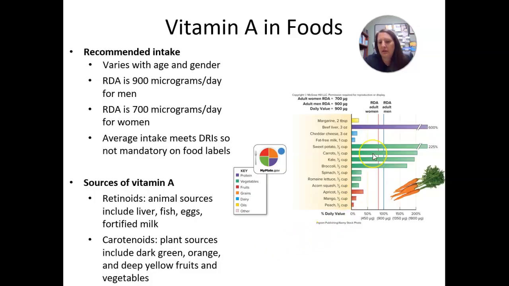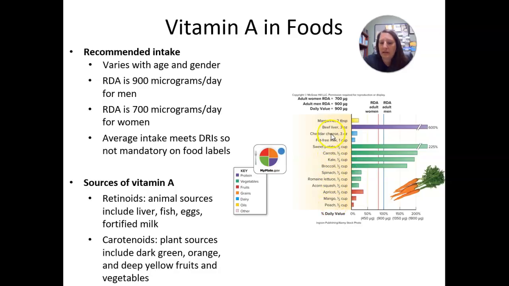In this chart, different food sources are on the y-axis, and the x-axis tells us the percent daily value for vitamin A specifically. For women, we want around here, and for men, a little bit more. So how can you meet that? A half a cup of sweet potato is well over the required amount of vitamin A. So you can see we can get enough vitamin A daily pretty easily. A half a cup of carrots, same thing. Kale, a half a cup.